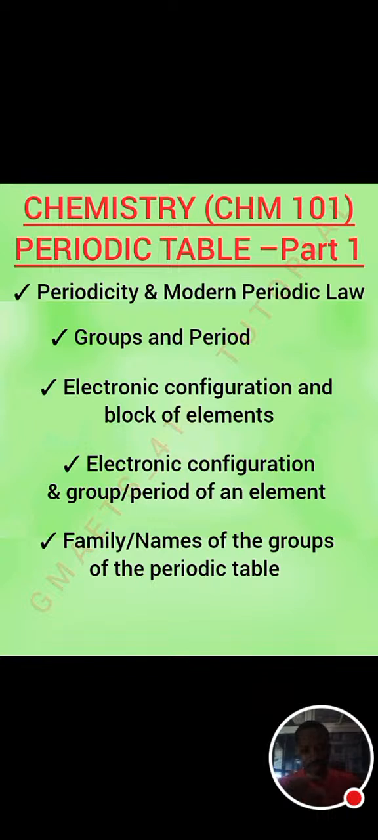And I hope you're ready to put down the next important point. The block of an element is identified based on the subshell that the last electron of that element enters. I repeat, the subshell that the last electron of that element enters. So if you know the subshell that contains the last electron of an element, that subshell will now tell you the block that the element belongs to.